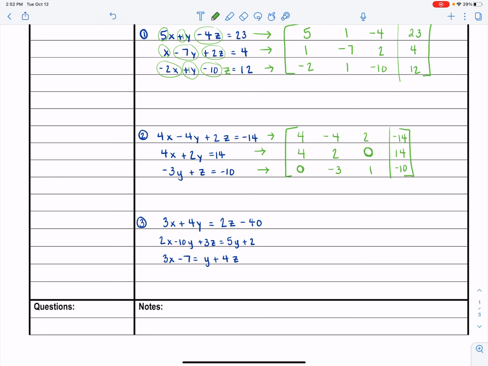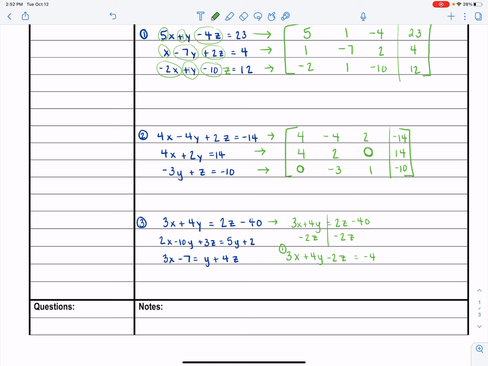If you look at this one, you need to notice that your things are not in order. Before I can take this first equation and put it into a matrix, I need to put it in the order x, then y, then z, and then just a number or constant on the other side of the equal sign. Right now I have 3x plus 4y equals 2z minus 40. Well, before I can do anything with this, I need the 2z to move over to the other side. So minus 2z. So I have 3x's plus 4y's minus 2z's equals negative 40. That I can put into a matrix, okay? So that's row or equation number 1.